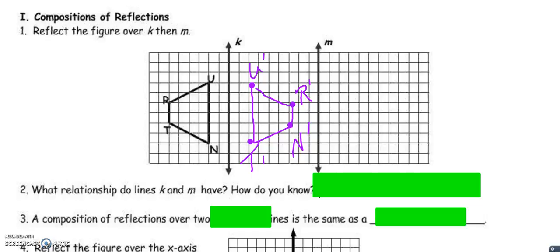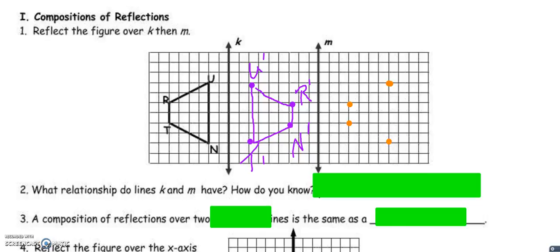Now you're going to reflect again, and you're going to go over M. So for U, you're going to have 1, 2, 3, 4, 5, 6, 7. For R, you're going to have 1, 2, 3. For N, you're going to have 1, 2, 3. And for T, you're going to have 1, 2, 3, 4, 5, 6, 7.